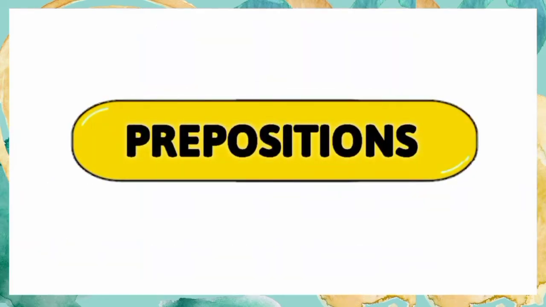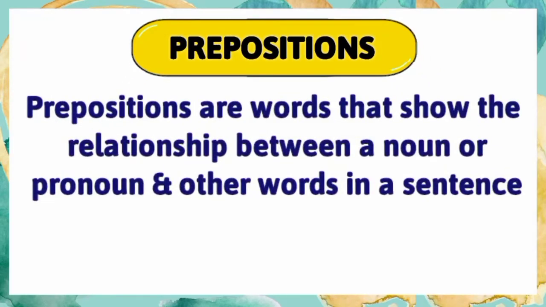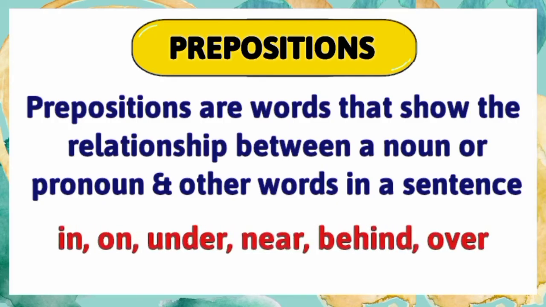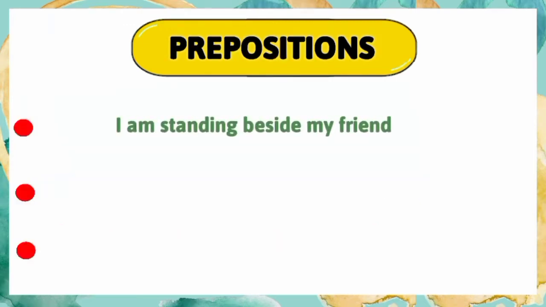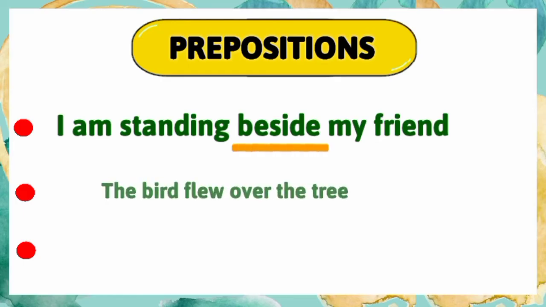Next are prepositions. Prepositions are words that show the relationship between a noun or a pronoun and other words in a sentence. For example, in, on, under, near, behind, over, etc. Now let's see a few sentences. I am standing beside my friend. In this sentence, the word beside shows the position.